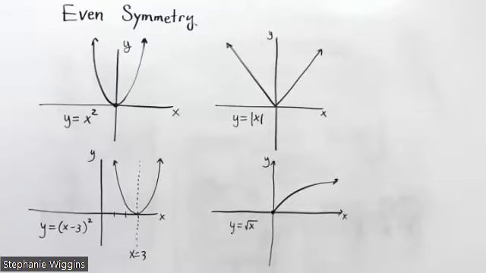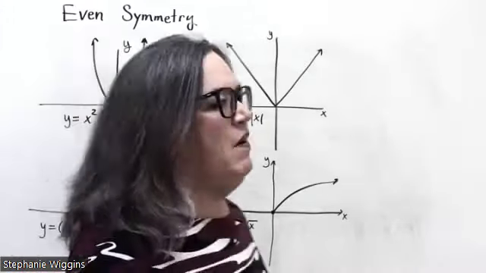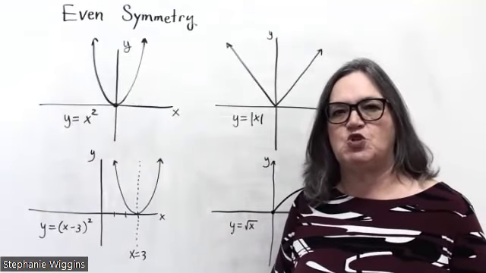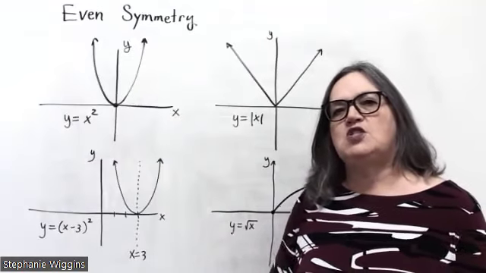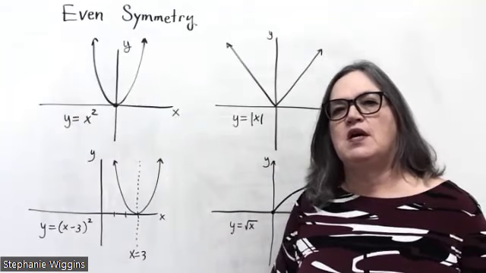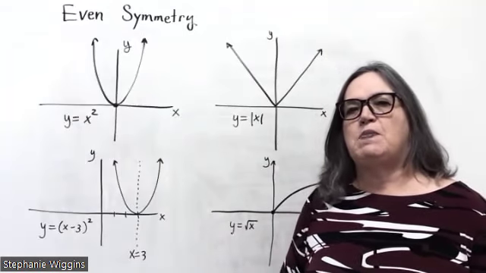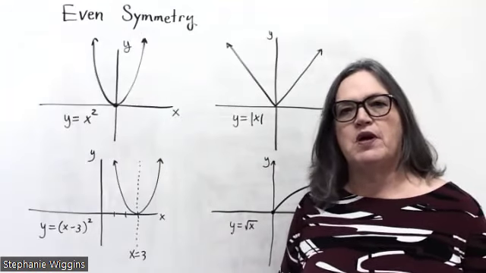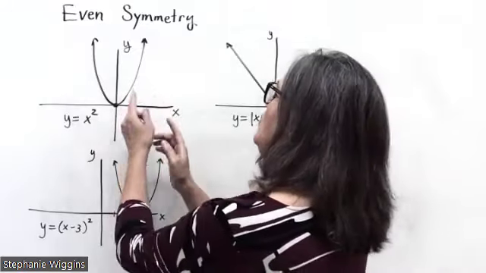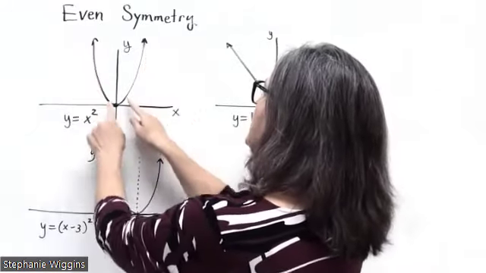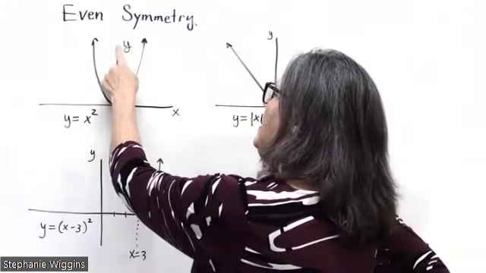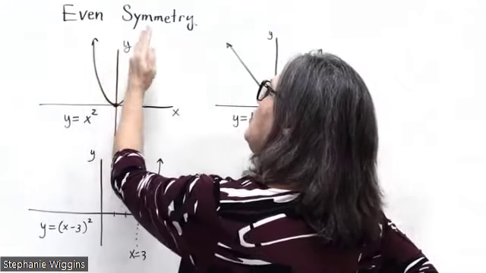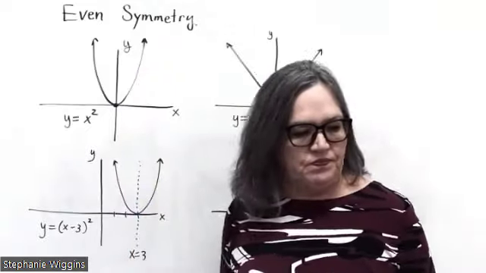Now we're going to talk about even symmetry. So I have 4 examples, and I hope that this will illustrate what even symmetry is. Basically, it's just when you have a function that's symmetric with respect to the y-axis. In other words, the y-axis acts like a mirror, and you can see that both sides are the same. So the y-axis is giving you, on the left is the mirror image of the right and vice versa.